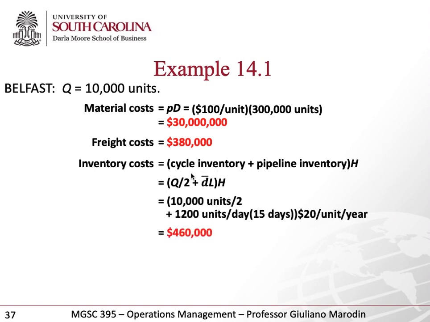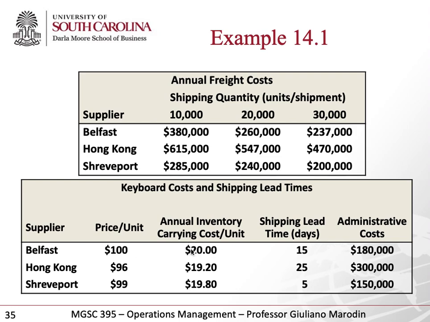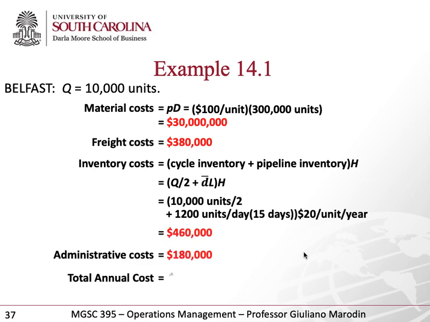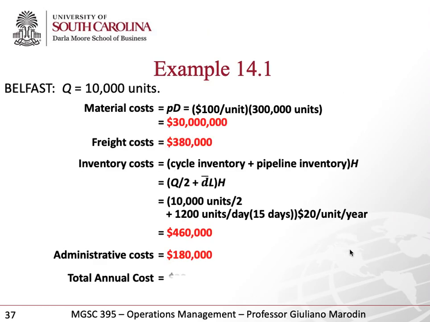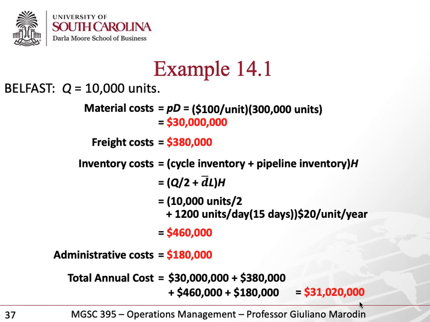Okay, so now we have the inventory cost. We need to go back to that table again. What is going to be Q? Well, for this one Q is 10,000, right? Because we're looking at Belfast at 10,000 units. So Q is 10,000 divided by 2 plus d, lowercase d, not capital D, 1,200 units, which is 300,000 divided by 250 days a year, times 15, because that's the lead time, and times 20. So 20 is the holding cost, and 15 is the lead time. And then we add the administrative cost, 180. Where did the 180 come from? Here, administrative cost. So we sum all of that, and we get 31 million and 20,000 as the total annual cost for Belfast at 10,000.